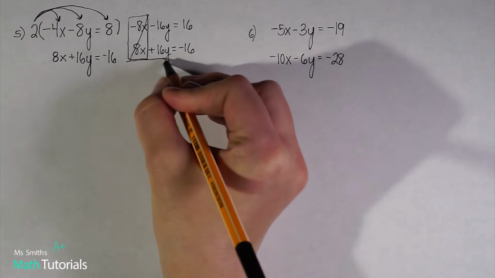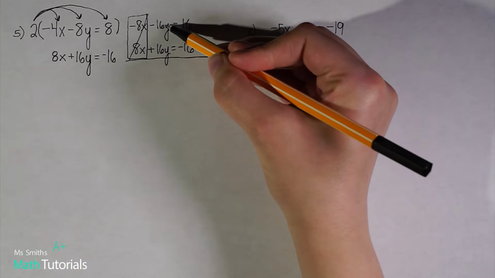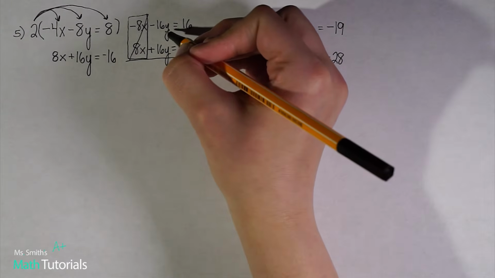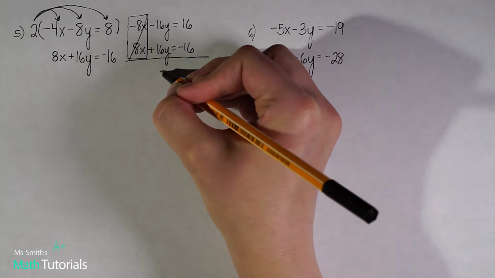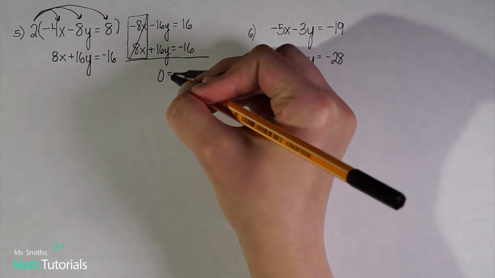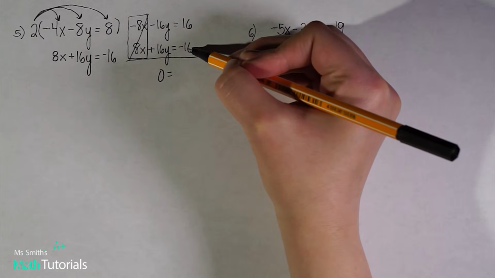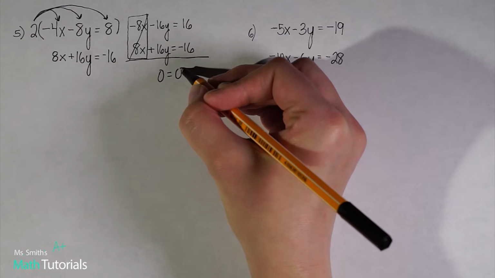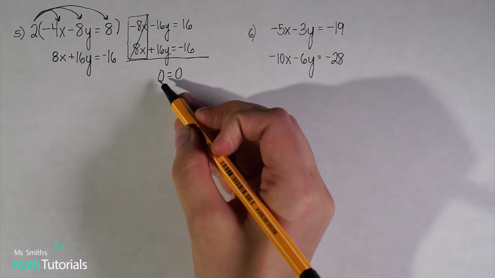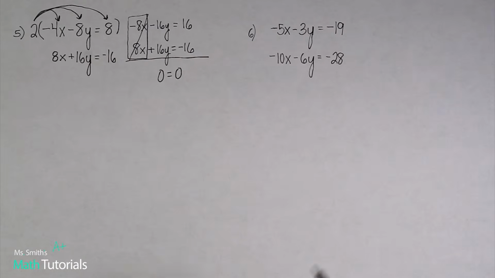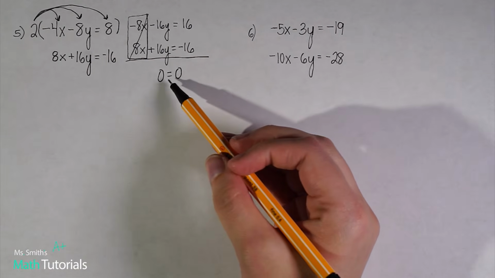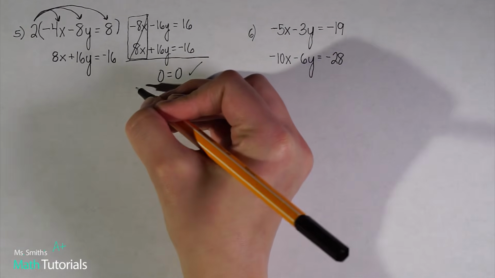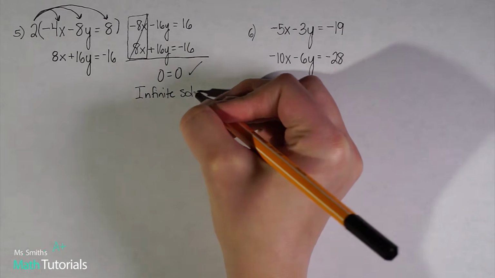I'm going to add together everything else. Negative 16y plus 16y. So you'll notice that actually that cancels out to 0. Bring down my equal sign. 16 minus 16. Well, that also eliminates to 0. So now we're in a situation where we've got 0 equals 0. So you would ask yourself, does 0 equal 0? Is that a true statement? And it is. So in this case, it would be an infinite solutions.